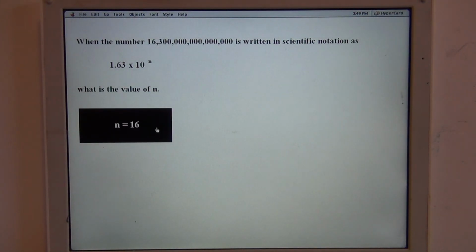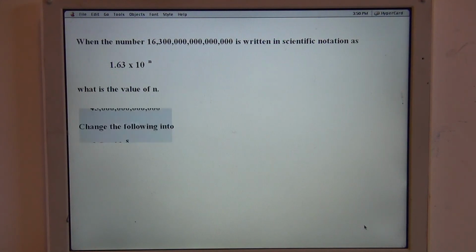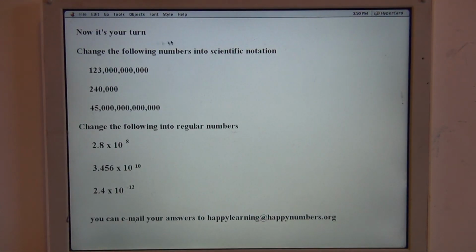And n is 16. So what we did is we located the decimal point after the first non-zero number, and then we counted all of the numbers, and there are 16 numbers after the decimal point, so the exponent would be 16. So n then would equal 16. Okay, fairly simple skill.